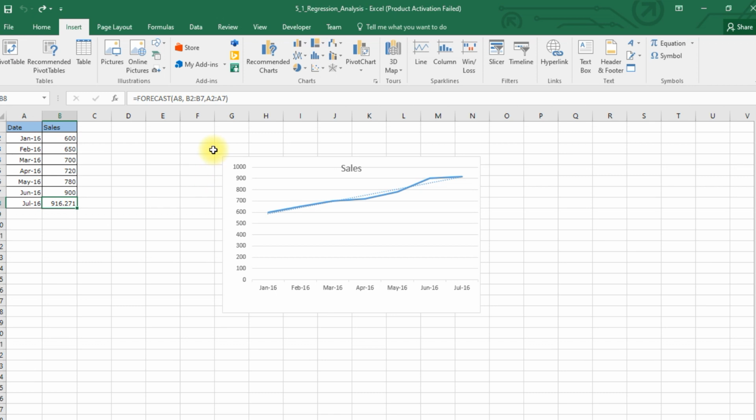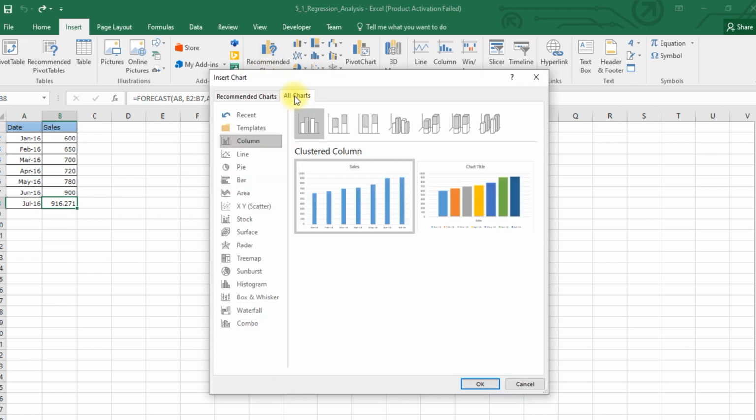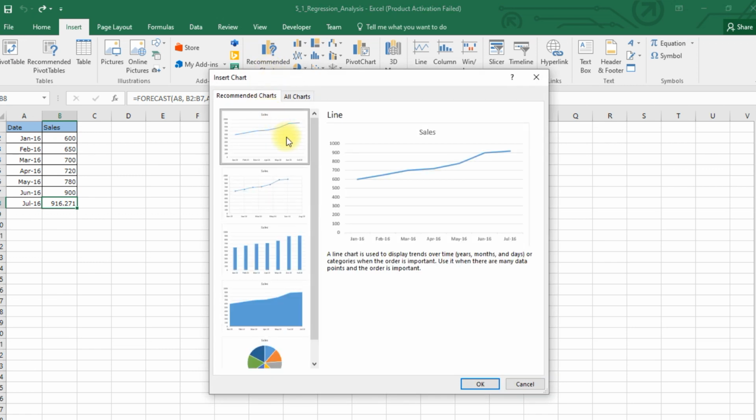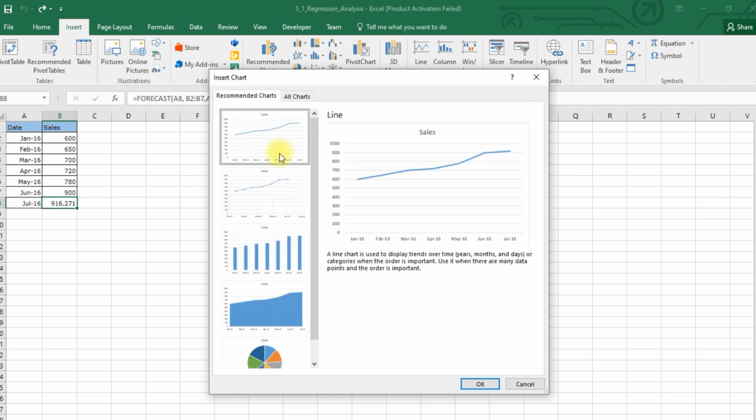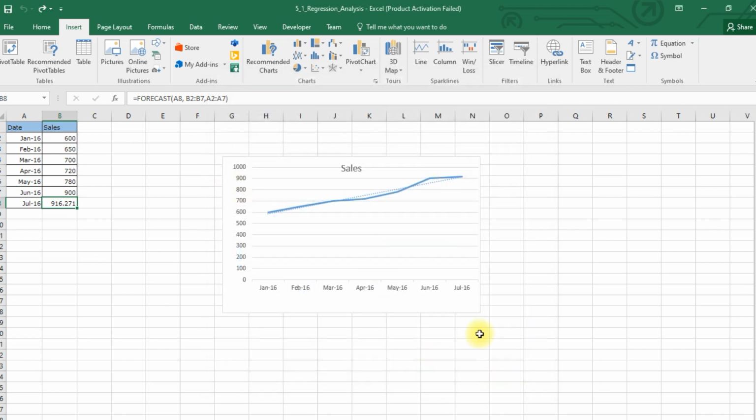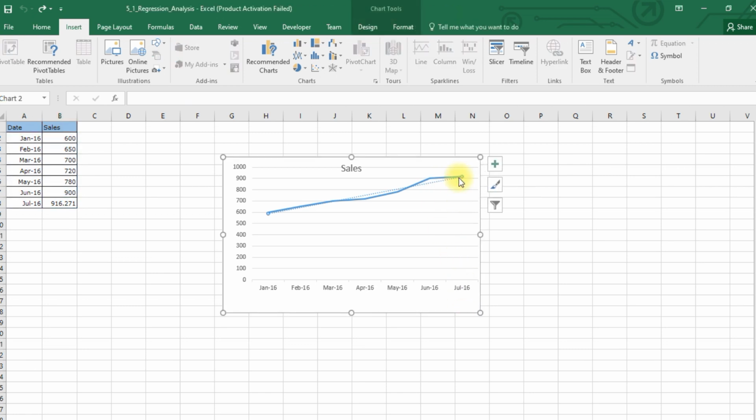After doing the forecast, we can also plot it in a graph. That is by going to the recommended charts and choosing a line chart. We can plot a line chart, and once we plot it, we get this line chart. And the projection is for July 16, which will be somewhere above 900. So it is 916.271. So by plotting, we can also get the values in a chart. That sums up the forecast and trend functions in regression analysis.